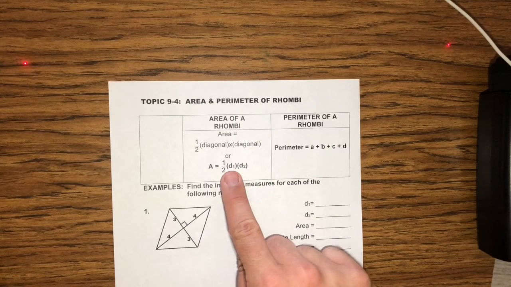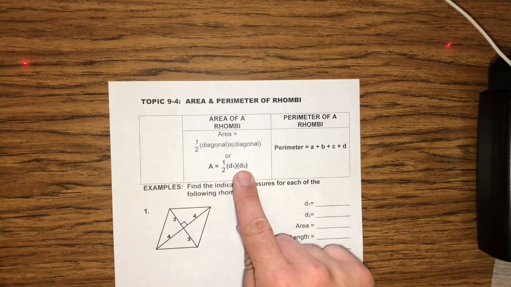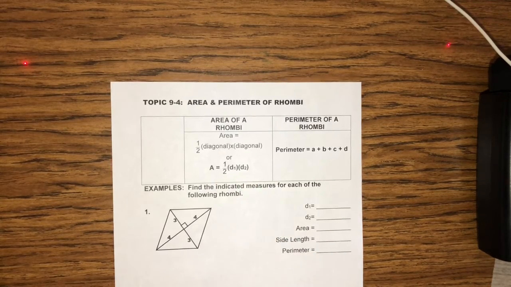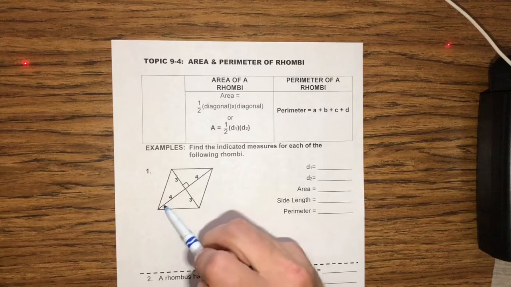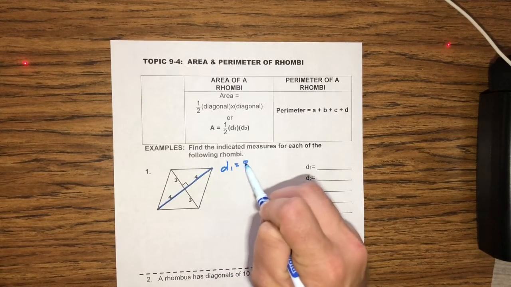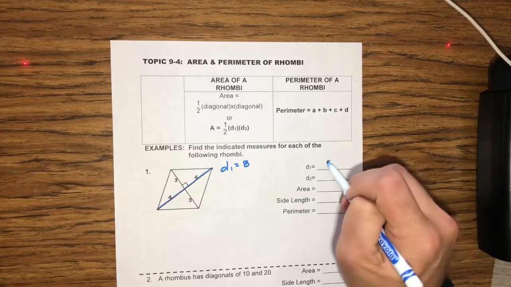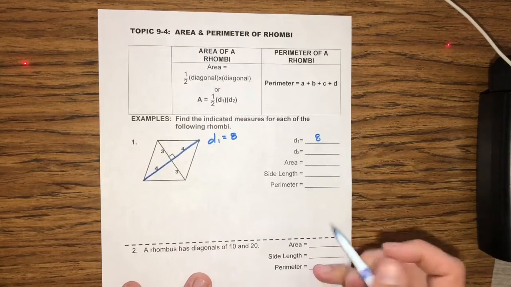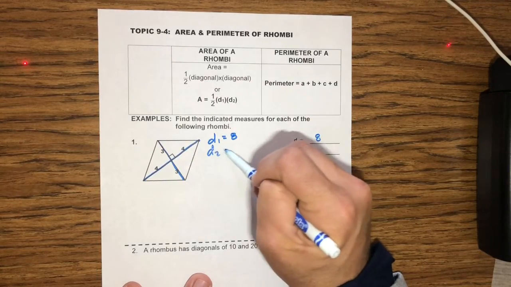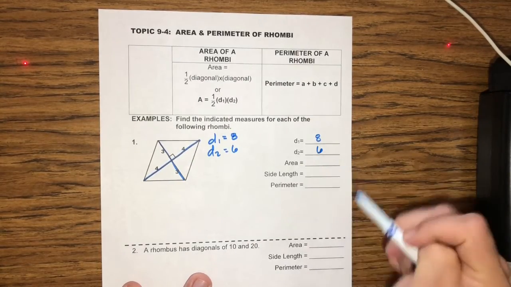So what we normally say is diagonal 1 times diagonal 2 divided by 2. Okay, so now if we look at this, what is the length of diagonal 1 right here? Diagonal 1 equals 8. What is the length of diagonal 2? 3 and 3. Diagonal 2 is 6.